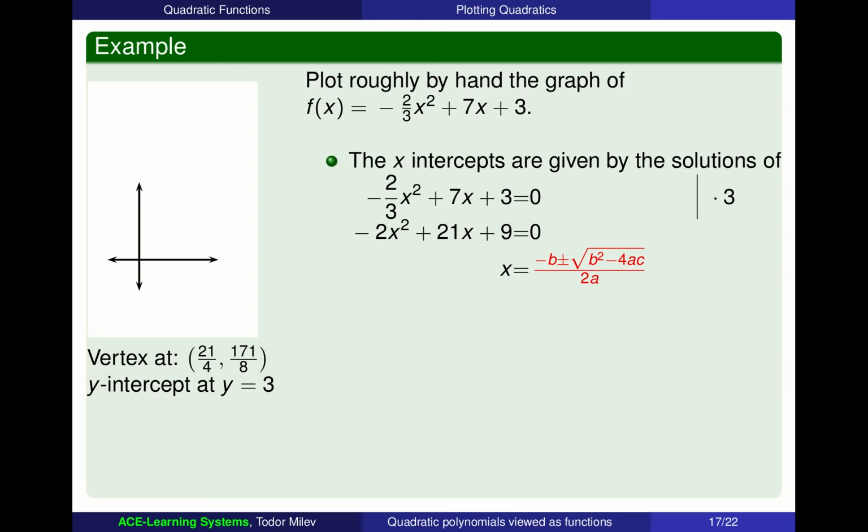But we remember that the formula for solving a quadratic equation is minus b plus or minus radical of b squared minus 4ac over 2a. Once again, I want you to memorize that formula by heart. Okay. So here b is 21. A is negative 2. And c is 9.